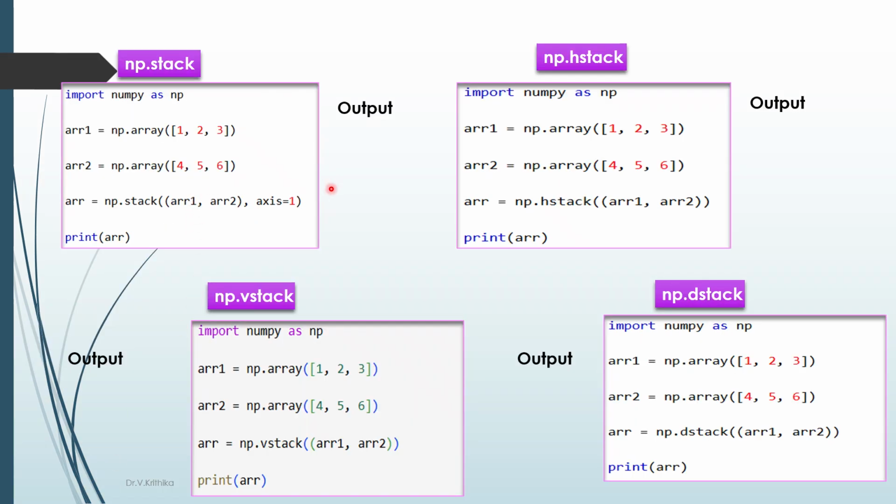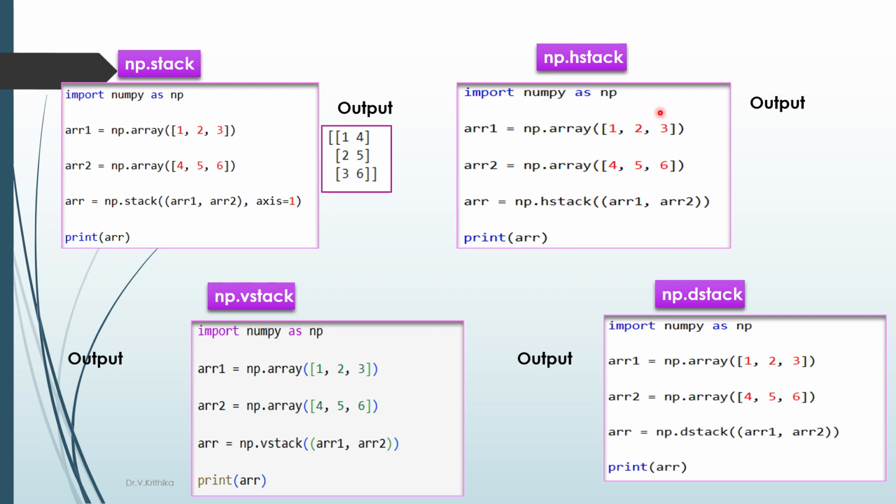Next is stacking. This also comes under the category of joining. Again, we have two arrays. We are stacking them. This is the same as the previous one. Let us check what is the difference. We have 1, 2, 3, 4, 5, 6. Again, we give axis equal to 1 in this example. So 1, 2 and 3 are stacked in a vertical order in one column, and the next one is stacked in the next column. This is the stack function. If it is axis equal to 0, it is the same as the previous one.